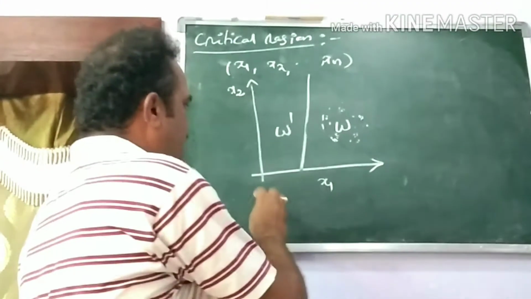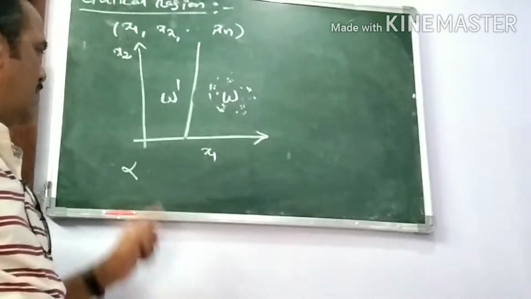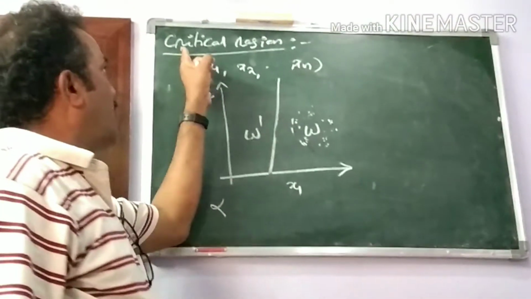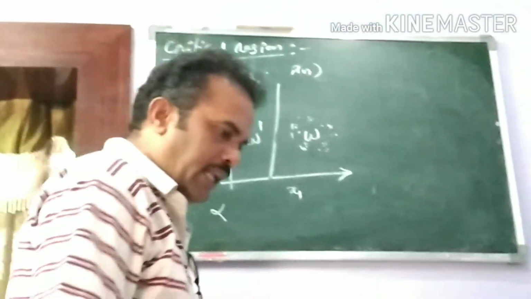And also the size of the critical region is denoted by alpha. Earlier we saw that alpha is the size of the type 1 error. The same value denotes the size of the critical region. This is the definition of the critical region.